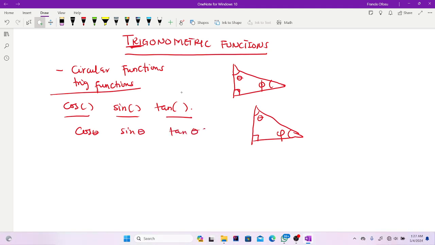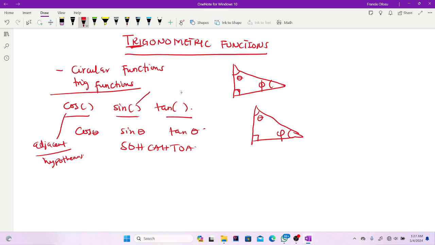So we have something called SOHCAHTOA. Now, whenever you say cosine of an angle, the cosine is given as the adjacent over the hypotenuse of a right angle triangle.